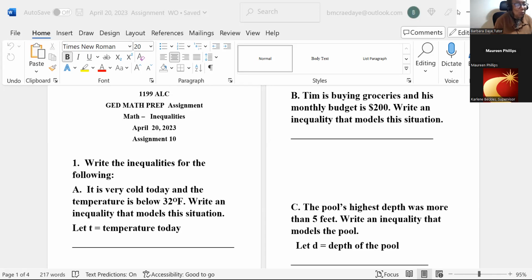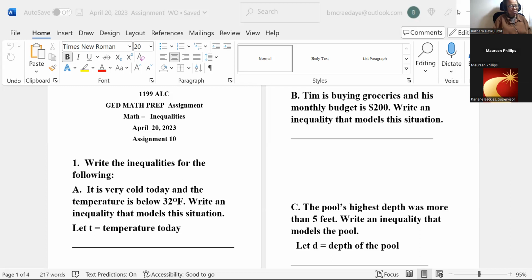Okay, so Maureen, did you get a chance to look at the inequalities assignment? Yeah, I looked at some. Okay, well, let's just take the first one. I'll have you read number one and tell me what is the inequality for this. It is very cold today, and the temperature is below 32 degrees Fahrenheit. Right, write an inequality that models the situation. And the variable is T, right, for the temperature today. So what did you write for this one?